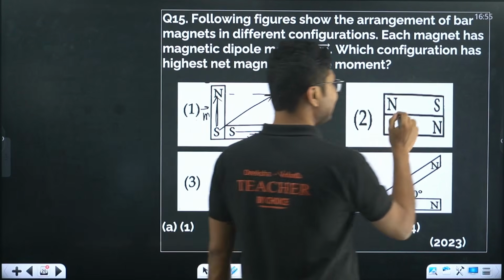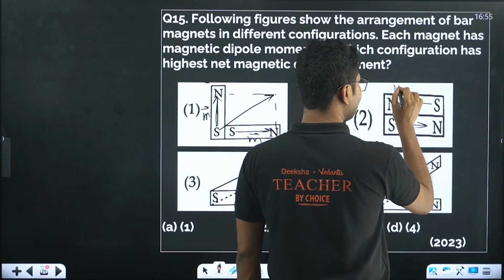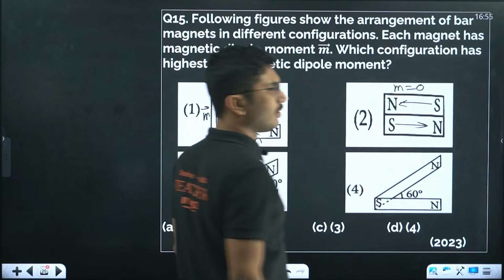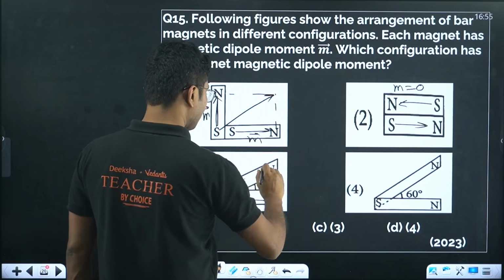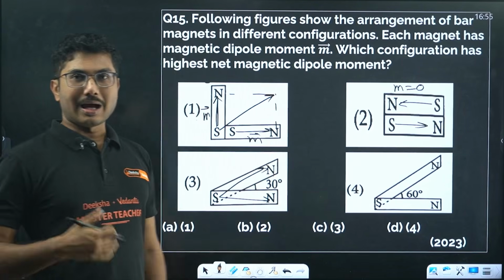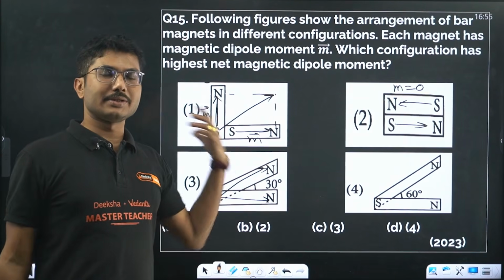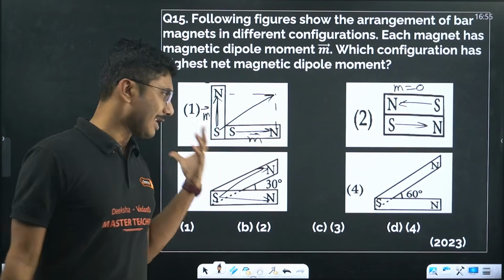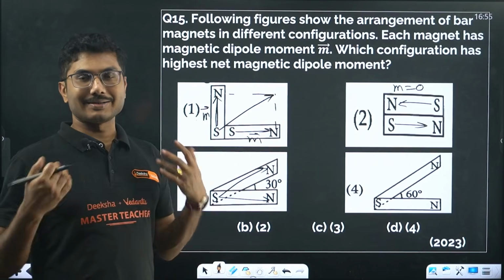Now in this case, this is in this direction, this is in this direction, they will cancel each other, so net magnetic moment will be 0. Now what about the angle 30 degree? If you try to calculate, smaller the angle, larger is the resultant of the two vectors. This is valid for vectors as well. Remember that. Smaller the angle, larger is the value.